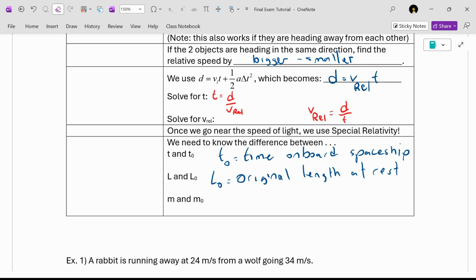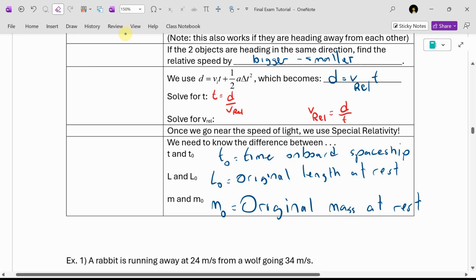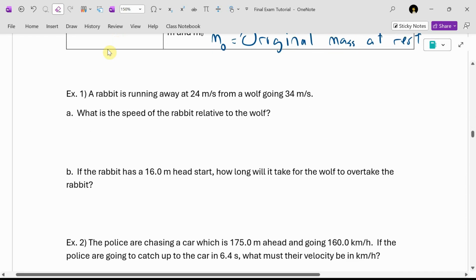Mass, M and M0, which one of those was the original mass at rest? That was how I remembered it: original mass at rest. You want your calculators handy. I'm going to show some work, but not all of my work, because I want to see how far I can get in class, and we'll treat it like we were writing an exam.